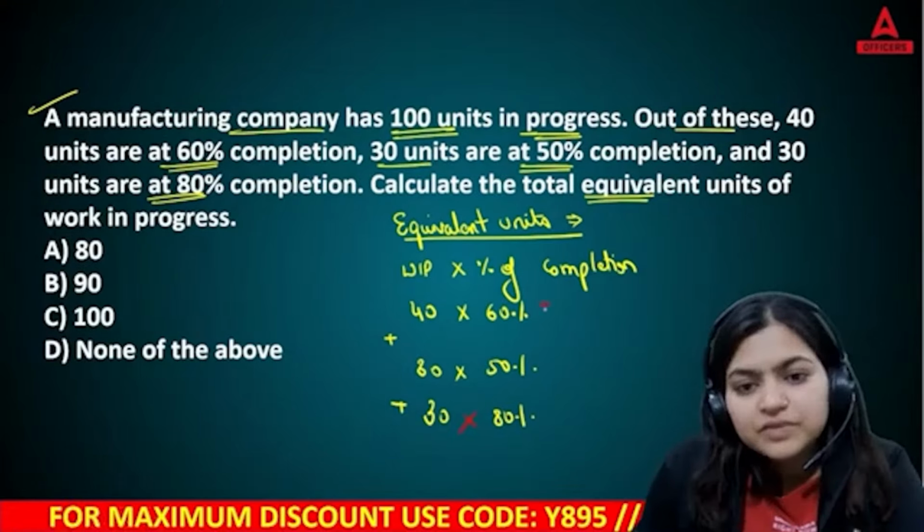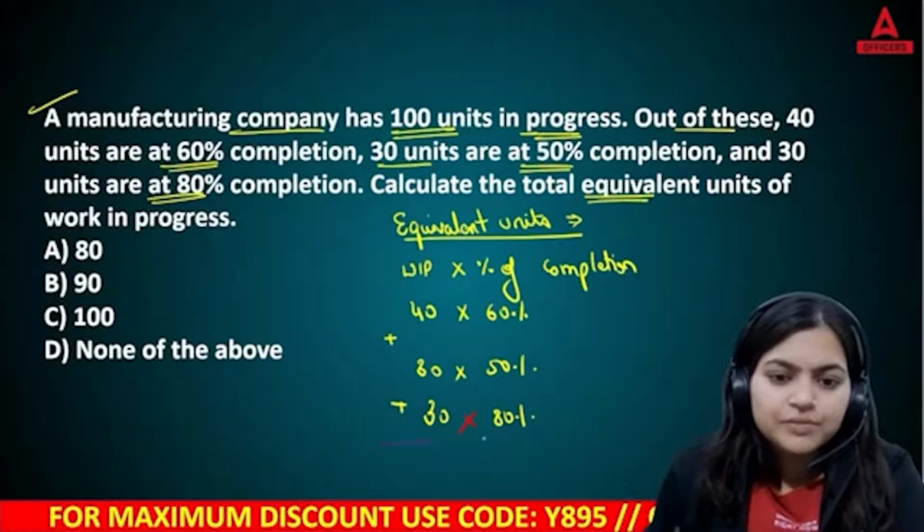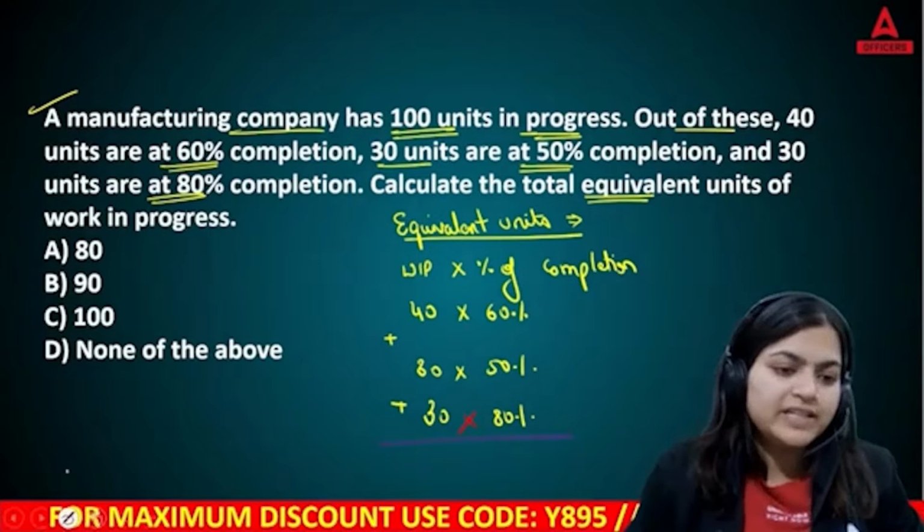So here you just need to multiply units with their respective completion, and we need to add them. That's why I'm writing here. So what is the total answer here? Just solve it and tell me the final answer.